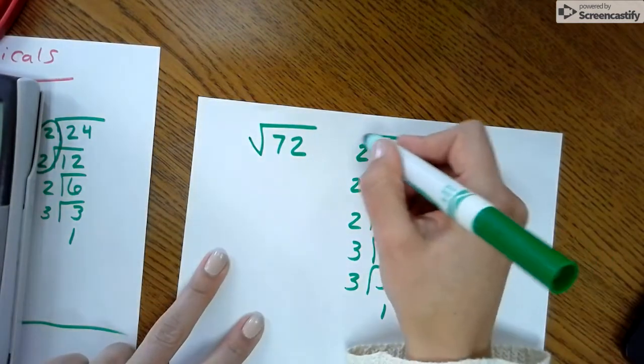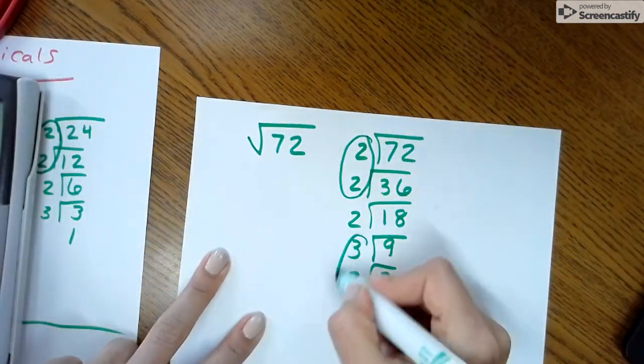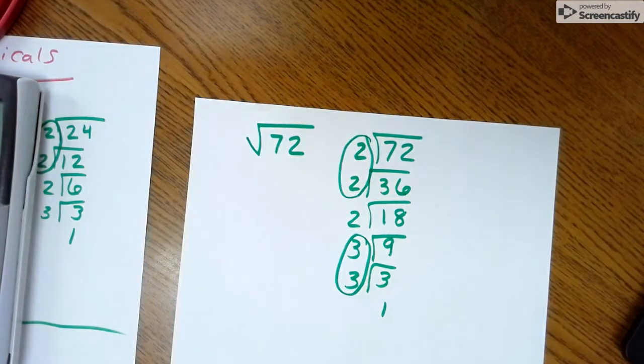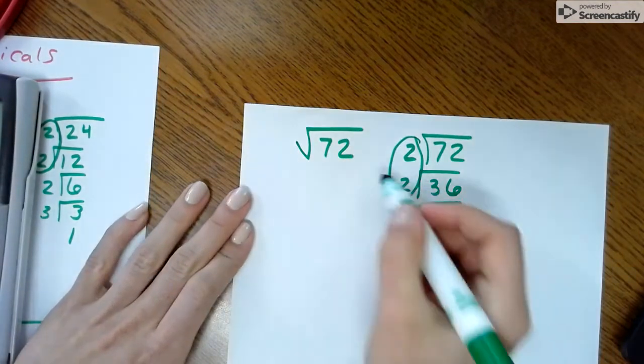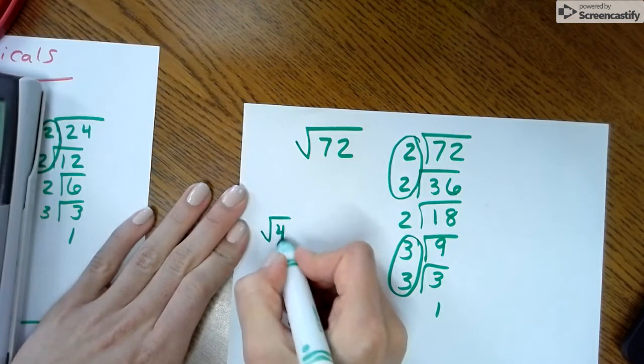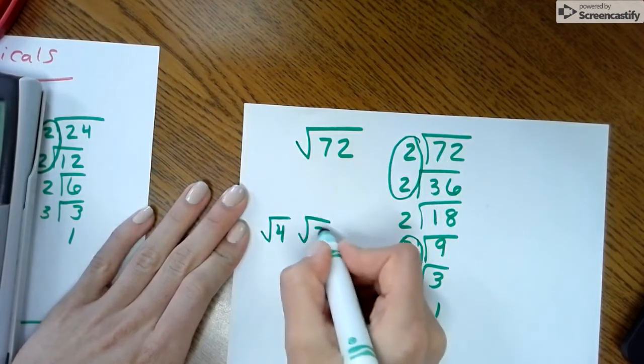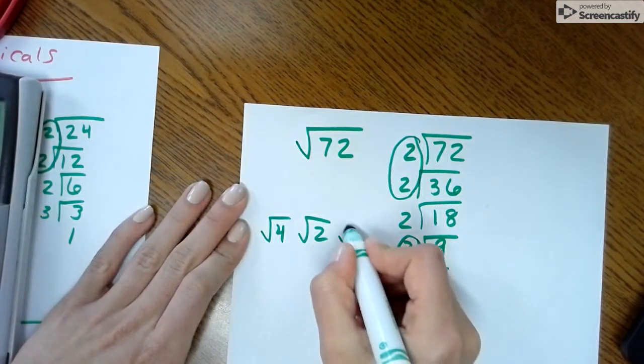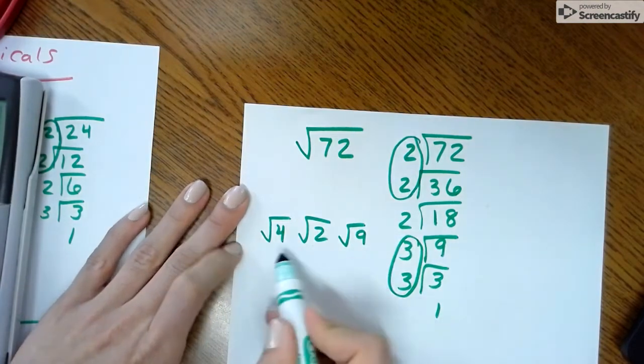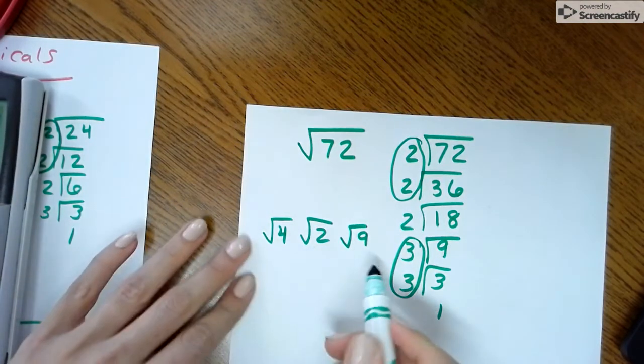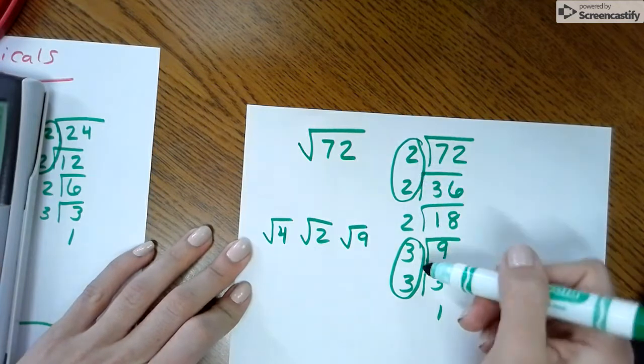Okay, so I'm talking square root, so I'm looking for groups of 2. So here's a group of 2 2's. Here's a group of 2 3's. Okay, now if we think about how this would look, this would be the square root of 4. This is the square root of 2. And 3 times 3 is 9, so the square root of 9. Okay, so notice how everything is always being multiplied back together.